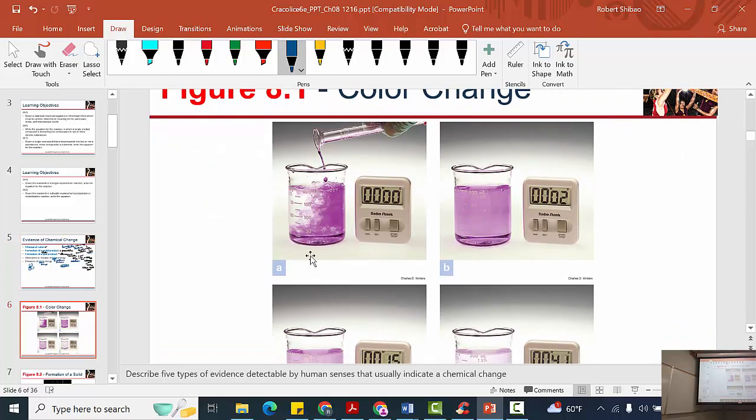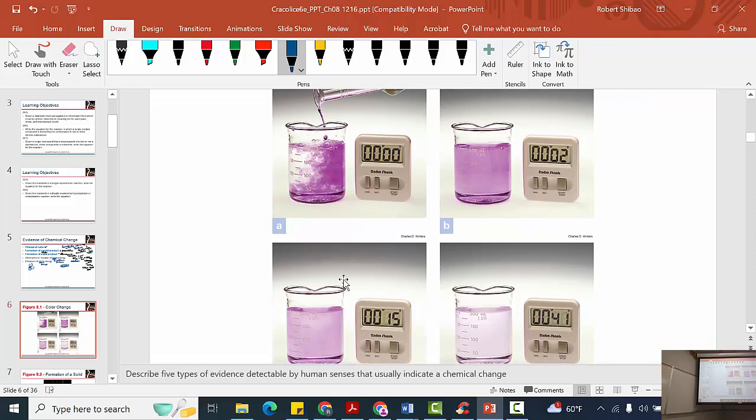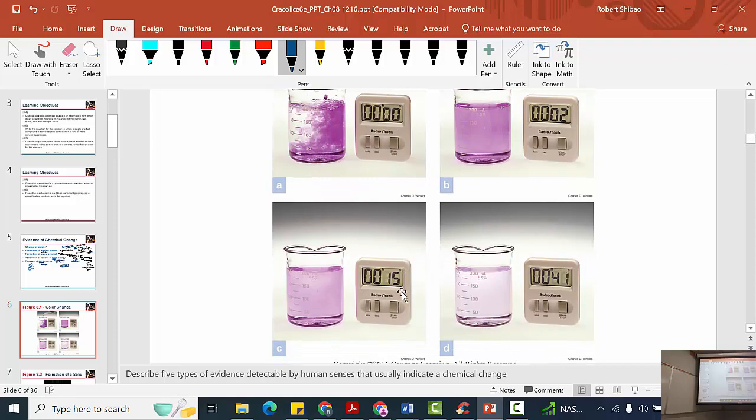Here's a color change. It goes from colorless to pink. The pink color begins to fade with time. Eventually the pink color will disappear, given enough time, but there's some evidence of chemical change. That's seconds. You're going to see this particular one. This is called phenolphthalein. Phenolphthalein is used to detect bases. We talked about sodium hydroxide. If you mix phenolphthalein with sodium hydroxide, it turns pink like this. Detect that.